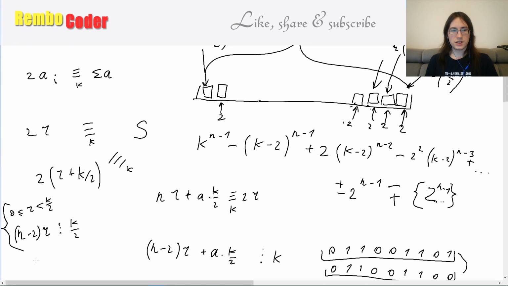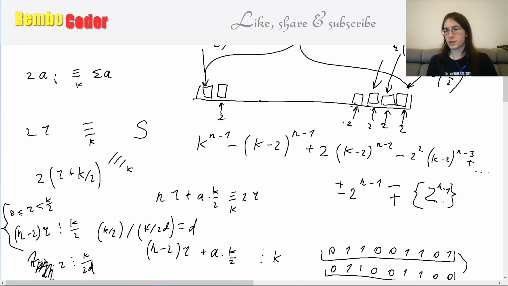Again, let's say that d is the greatest common divisor of n minus 2 and t over 2. Let's divide them both by d. As this is coprime with that, we can get rid of this part. So r must be divisible by k over 2d. The number of such remainders among the first k over 2 remainders is obviously k over 2 over k over 2d, which is obviously just d. So again, the number of such remainders for which we want to subtract or add 2 to the power of n minus 1 is just the greatest common divisor of t over 2 and n minus 2. So we'll add them or subtract in the end.